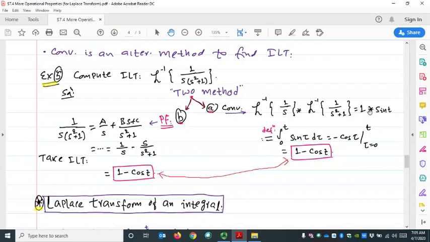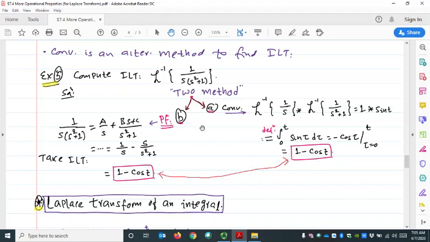So we have the convolution. Then by the definition of convolution, this is simply the integral 0 to t of sine tau d tau. The integral of sine tau with respect to d tau is negative cosine tau, with tau going from 0 to t. With tau equals t minus tau equals 0, it gives us 1 minus cosine t.